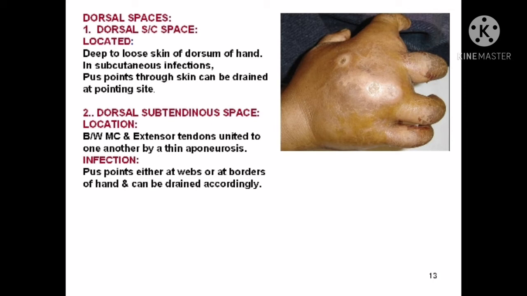The dorsal subtendinous space is located between the metacarpal bones and the extensor tendons, where they unite to one another by a thin aponeurosis. In case of an infection of the subtendinous space, the pus points either at the web or at the borders of the hand and can be drained accordingly.